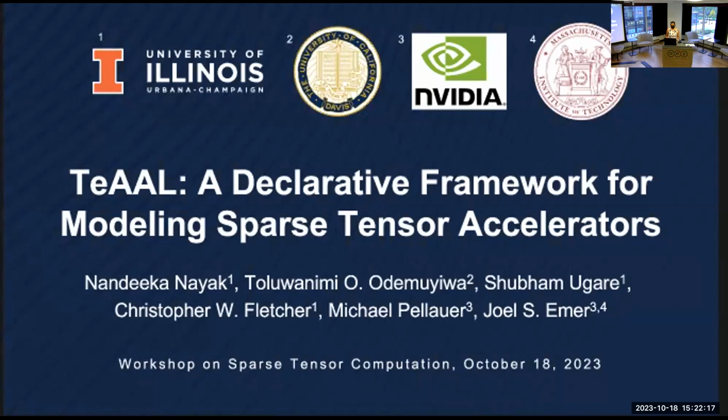I'm Nandeeka Nayak, and today I'm going to be talking about my work TeAAL, a declarative framework for modeling sparse tensor accelerators. This work was done in collaboration with Talua Odemuyoa, who you heard from earlier, Shubha Mugari, my advisor, Chris Fletcher, Michael Palauer, and Joel Emmer.